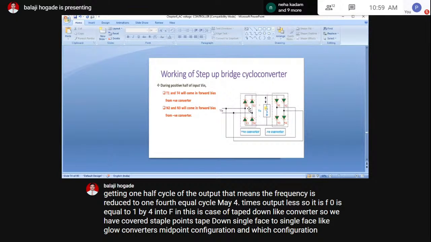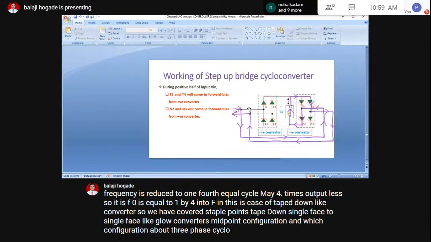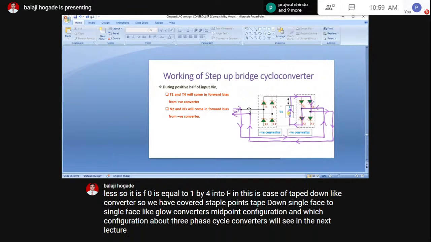About three phase cycloconverters we'll see in the next lecture, and that will be the last part of our syllabus, three phase cycloconverters.